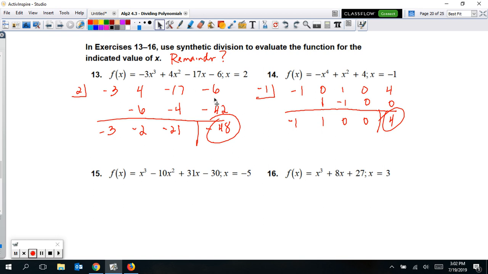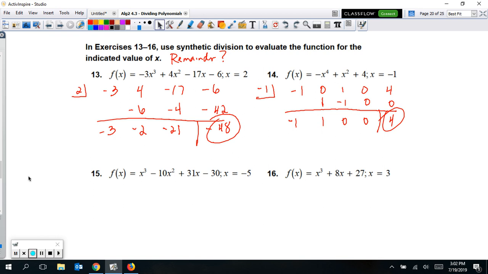Okay, now that you've seen me do this twice, go ahead and try 15. Use synthetic division to evaluate this. Here's your multiplier number right there. Go and write your coefficients down and work through the synthetic division. So pause the video and then play it when you're done.